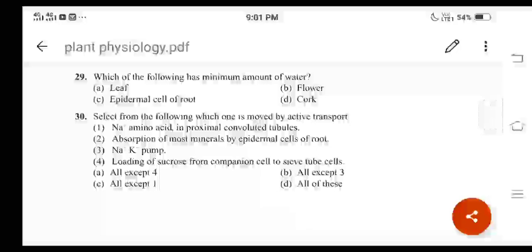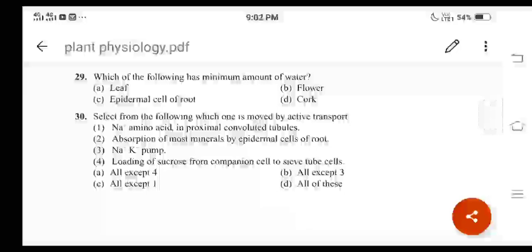The options are like this: one is leaf, second is flower, then epidermal cell of root, then fourth one is cork, right? Cork is also called phellem, the outermost part in the stem axis, right? It will be a little bit hard, but it contains a minimum amount of water. In the cork region we can find the suberized cells. And for question number 29, option D is the right answer.